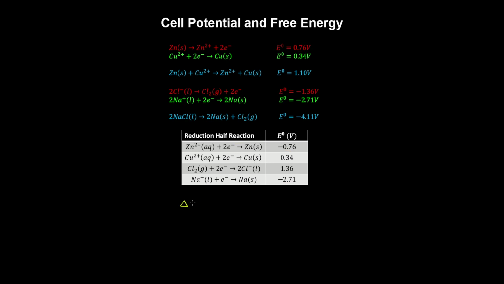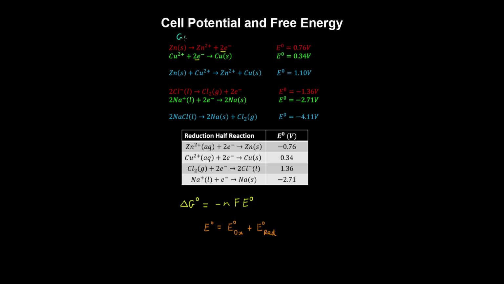We can determine the standard Gibbs free energy change for an electrochemical cell using the number of moles of electrons that result from the half reactions multiplied by Faraday's constant and multiplied by the standard cell potential, which is obtained by summing up the standard potentials of the oxidation half reaction and the reduction half reaction.